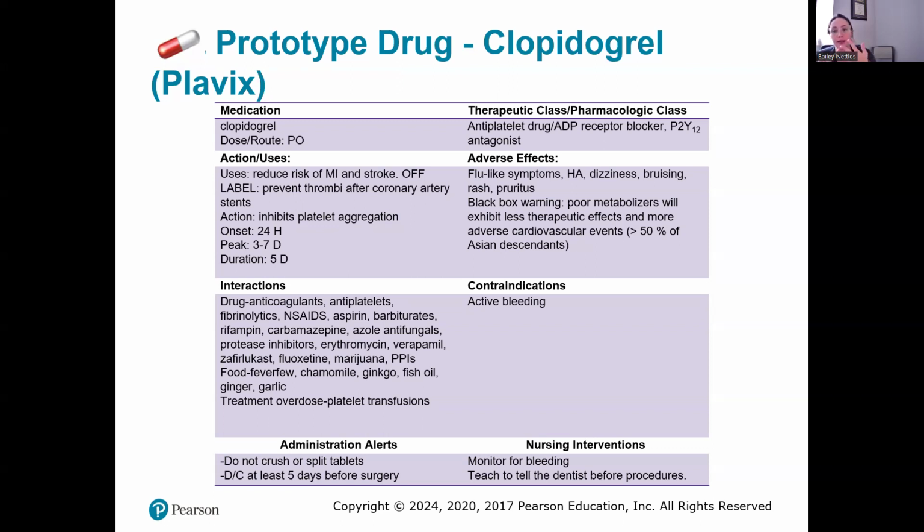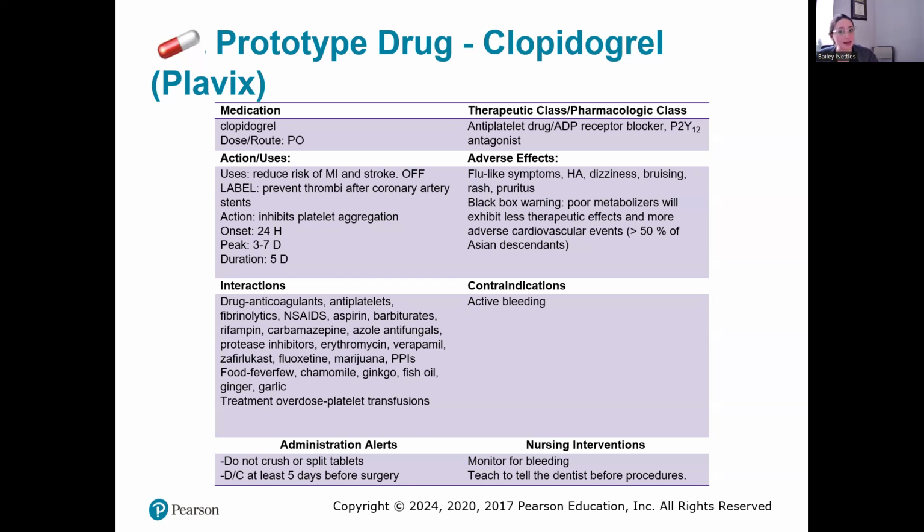Barbiturates, rifampin, carbamazepine, azole antifungals, protease inhibitors, erythromycin, verapamil, zafirlukast, fluoxetine, and marijuana and PPIs can all interfere with clopidogrel. Feverfew, chamomile, ginkgo, fish oil, ginger, and garlic. The 3 Gs, okay? And those are the big ones for clotting. This can affect it. There is no antidote.